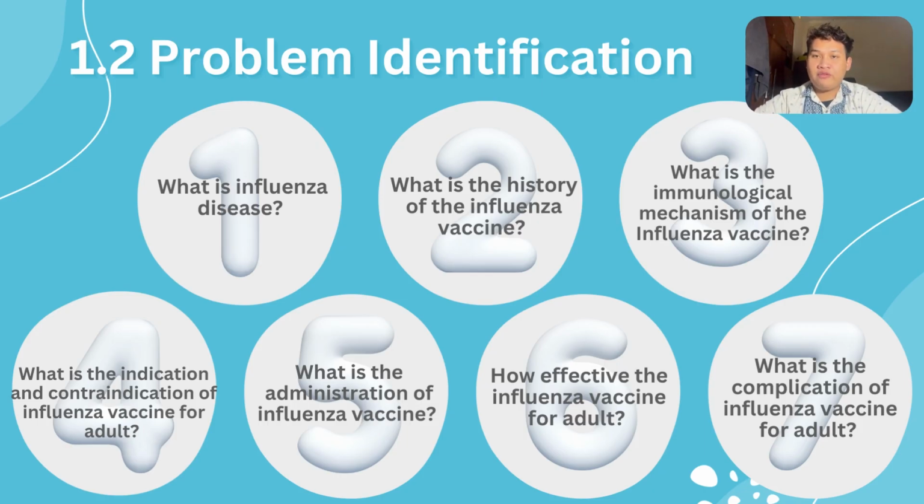The problems we have formulated include: what is the influenza disease? What is the history of the influenza vaccine? What is the immunological mechanism of influenza vaccine? What are the indication and contraindication of influenza vaccine for adults? What is the administration of influenza vaccine? How effective is the influenza vaccine for adults? And the last is: what are the complications of influenza vaccine for adults?